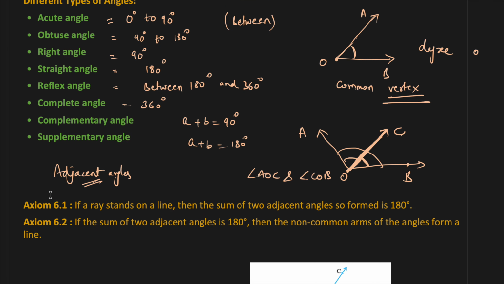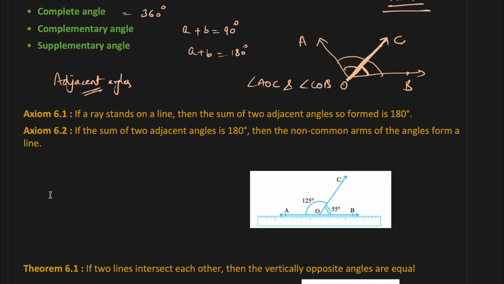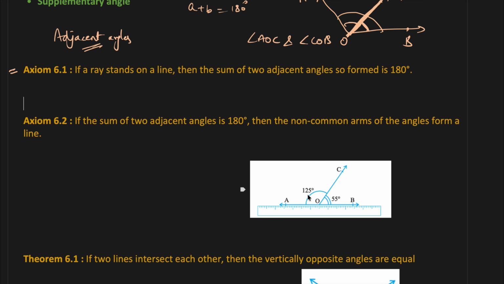When one of the rays is common, then it becomes an adjacent angle. The two adjacent angles on the opposite sides of that common ray are adjacent angles. Now let's move to the next part of the chapter, where we will talk about theorems, and about axioms also. What exactly is an axiom? It's a true statement in mathematics, okay? And we will be using it to prove the theorem. Axioms are true statements. Of how it is true, let's see.